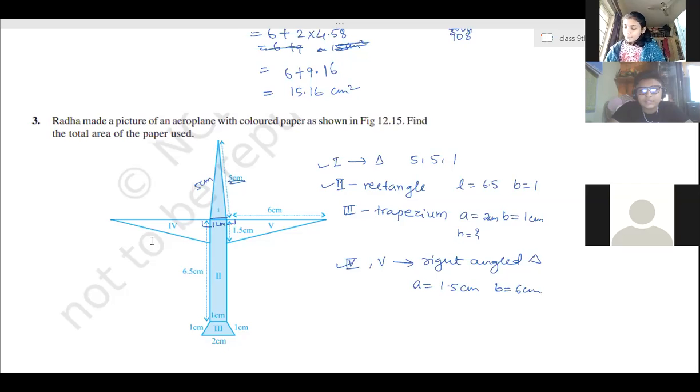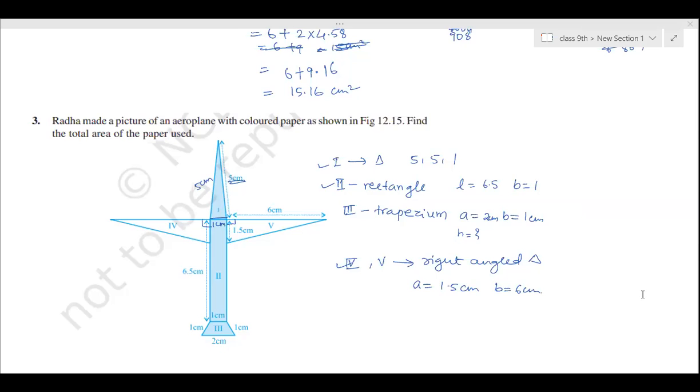Ma'am, is the area of the first one root 5.9625? That much answer, that means you are doing it with a calculator. No, ma'am, I'll show my video. Like this, ma'am. Ma'am, are you able to see my video? Wait, I need to enlarge it. It's like this.